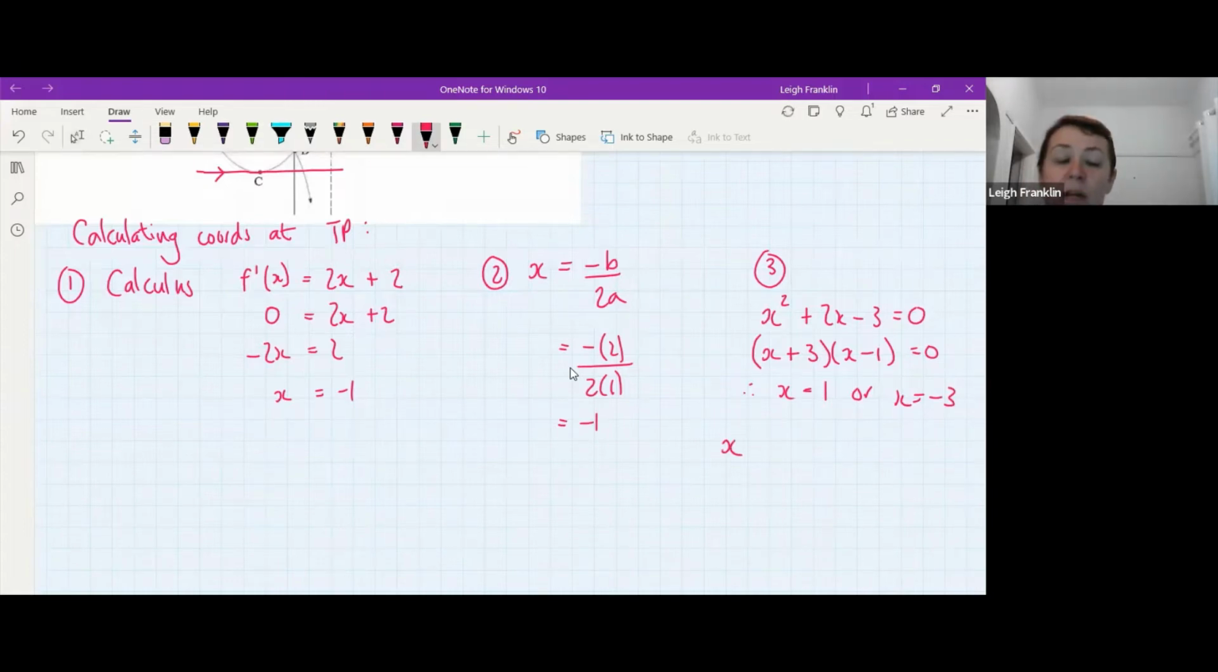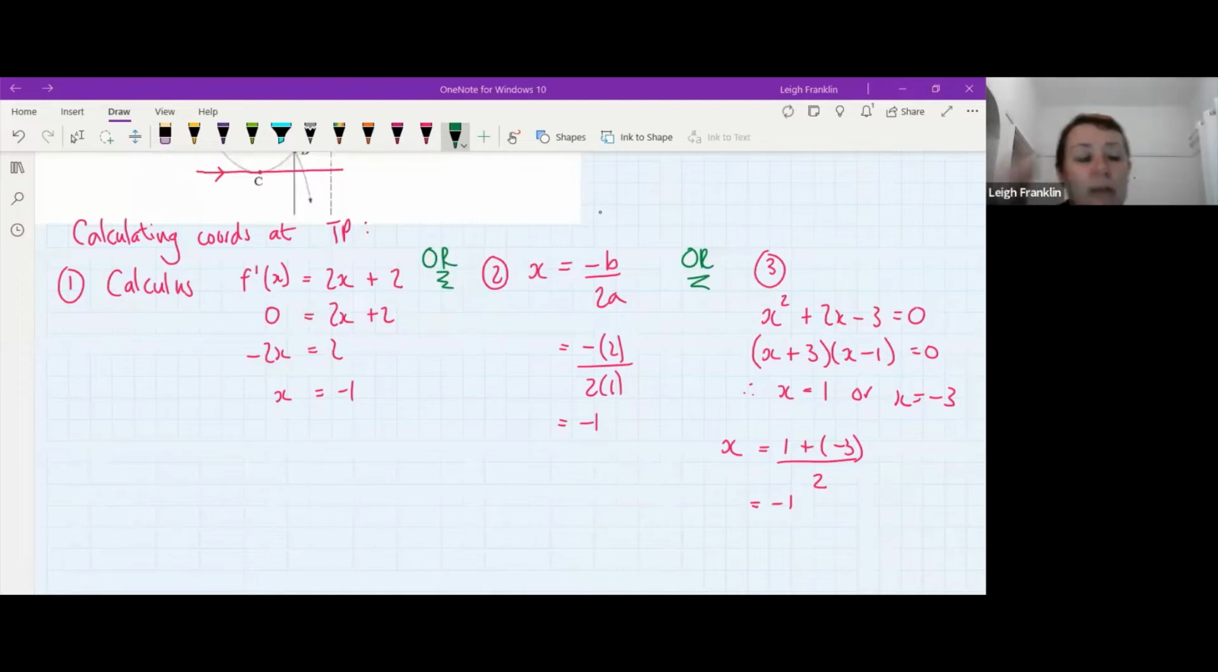So now working out the x-coordinate at the turning point using the midpoint formula, we would say 1 plus negative 3 all over 2. And again, we would get negative 1 as our answer. Okay, so there are 3 different ways that you could possibly do this. I think in this situation, going with option 3 is really silly because it's really long. So I probably would have gone with option 2, but if you understand option 1 and you've done that at school, then that would obviously be fine as well.